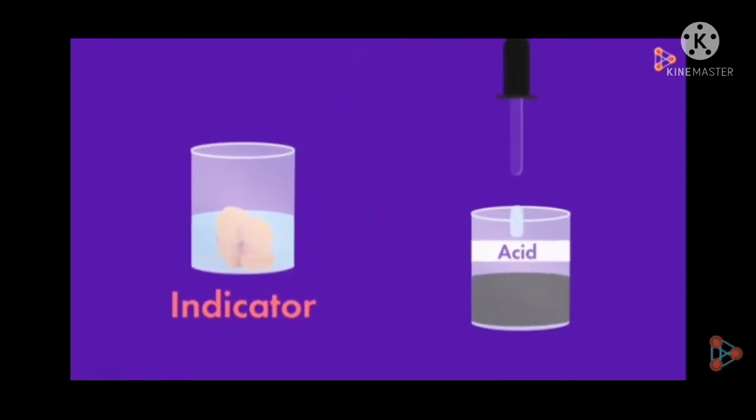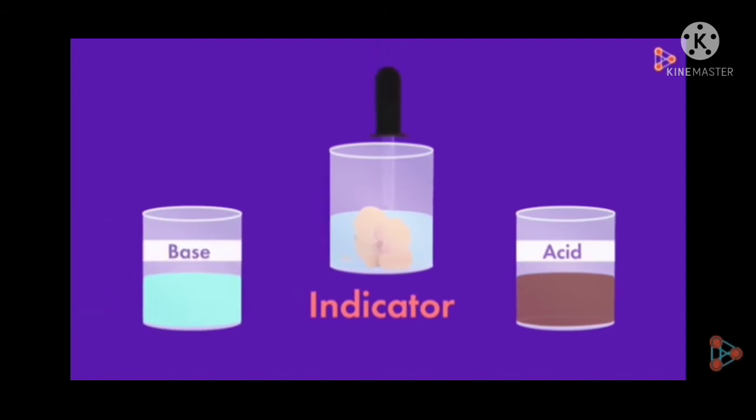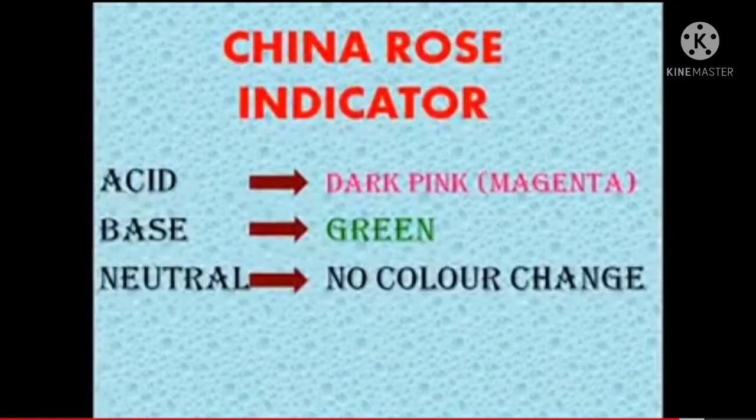When a drop of this is added to an acidic solution, the color of the solution changes to magenta red. However, when added to a basic solution, the color of the basic solution turns green. So we can say that China rose in acid gives dark pink or magenta color, in base gives green color, while in neutral solution it gives no color change.